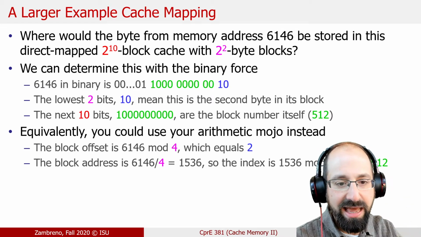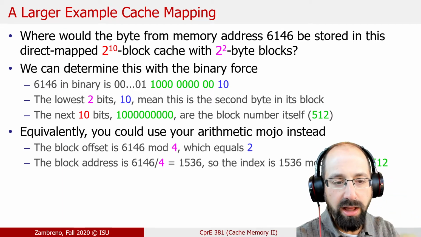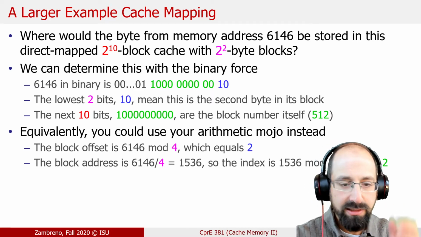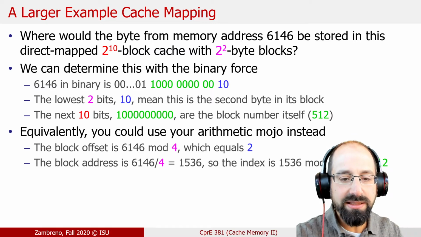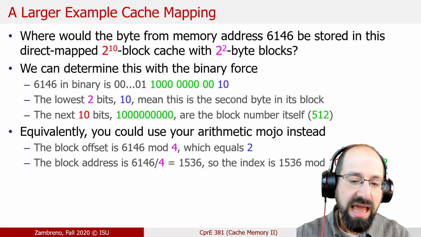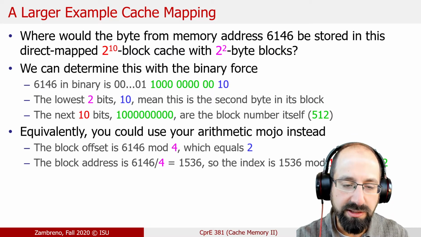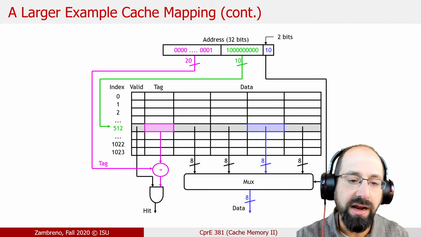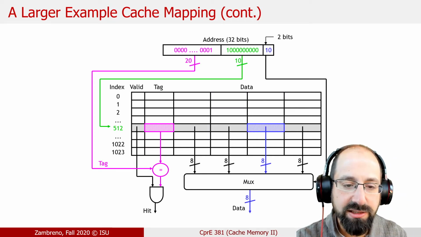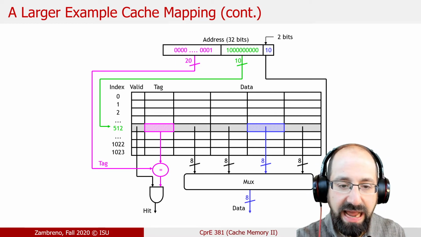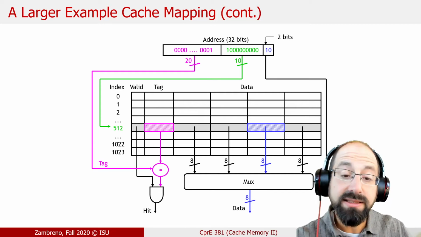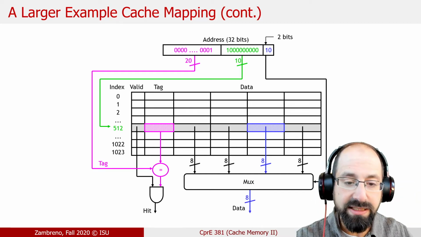But based on that description of the cache, 2 to the 2 byte blocks, 2 to the 10 number of blocks, we grab those 2 least significant bits, that's our block offset. The next 10 bits are going to be our index into the cache, and the remainder of it is going to correspond to our tag. I think I just covered that here, right? So for that incoming address, we have the tag, which is those upper bits. Those middle bits, in this case, are our index into the cache, and our least significant bits are going to be our offset into that block.